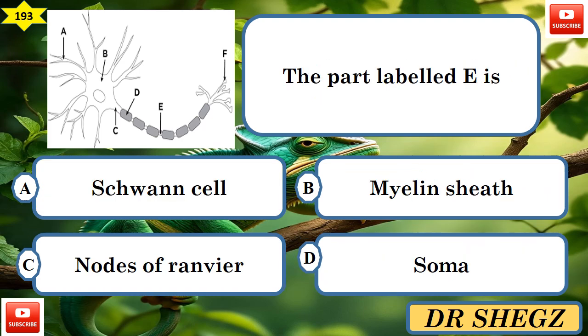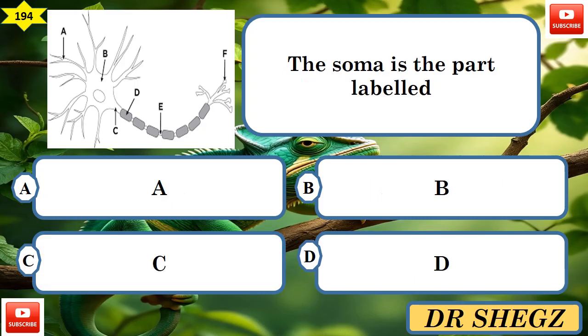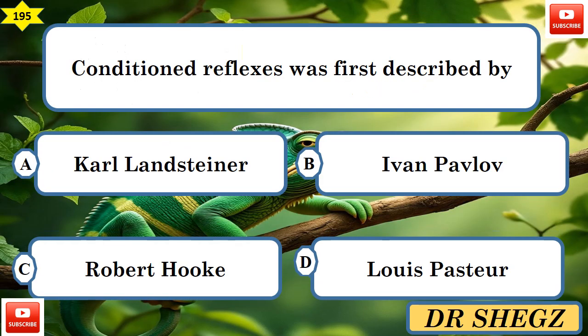The part labeled E is the nodes of Ranvier. D is the myelin sheath. So nodes of Ranvier is the part labeled E. The soma, that's the soma or the cell body, is the part labeled B.